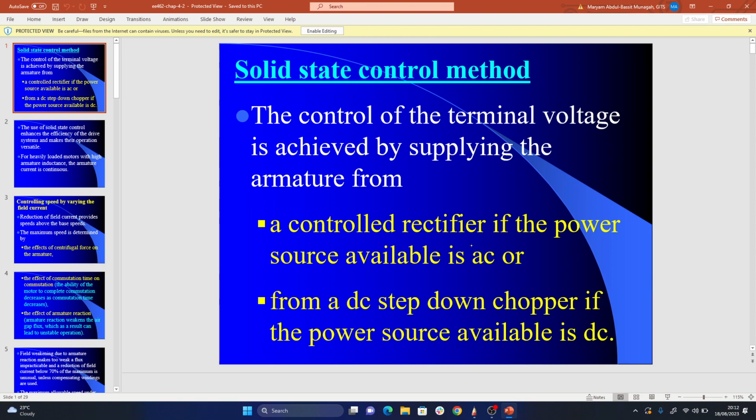Okay. As I said, we are looking at chapter 4, and chapter 4 talks about speed control: how we can control speed in electric drives. We will look at speed control in DC machines, speed control in AC machines, and then speed control in induction motors. So let's quickly get into the slides and see.